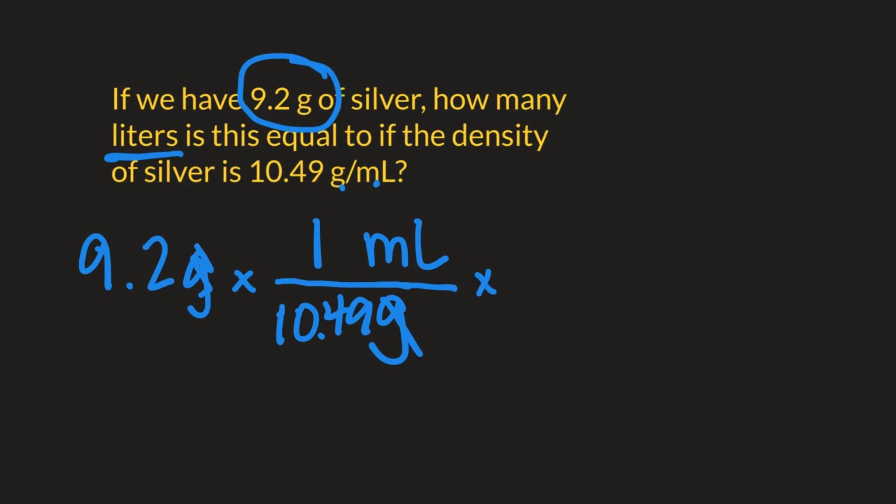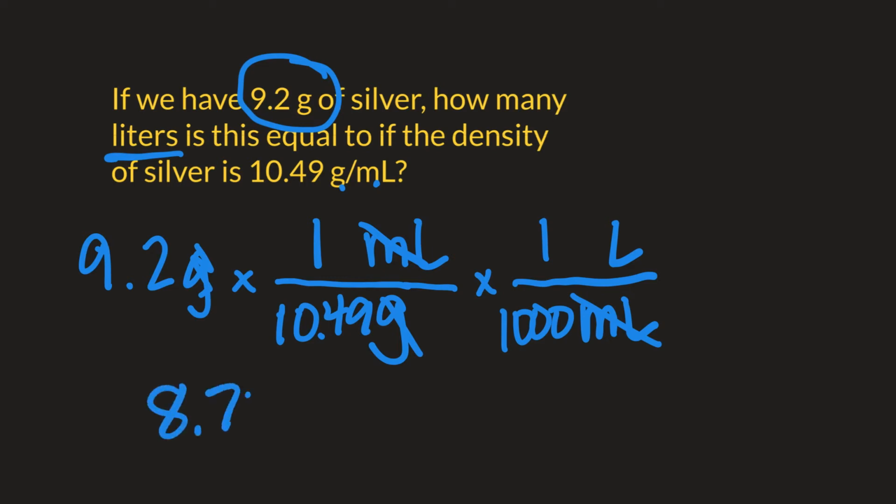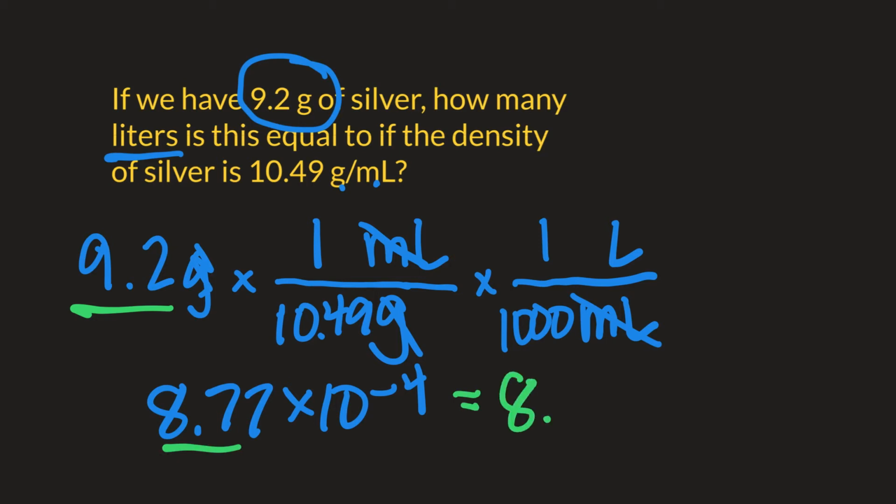Problem is they didn't want milliliters, they wanted liters. So you do one more step. Milliliters goes on the bottom, liters goes on top. Liters is bigger, mill is worth 1,000, cancel it out, done. So you would do 9.2 divided by 10.49 divided by 1,000. And you get 8.7702 times 10 to the negative fourth. Even that, though, is too many sig figs, right? This is only 2 sig figs, so we're going to cut this down to 2 and make it 8.8 times 10 to the negative fourth liters. Now you're done.